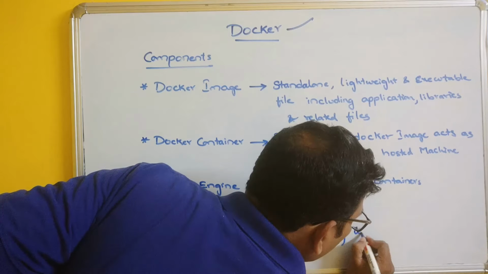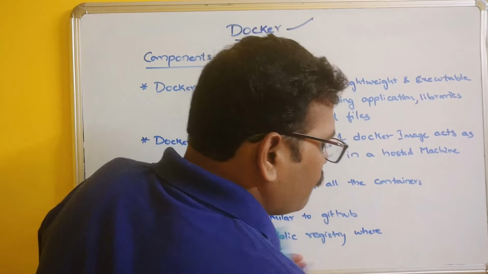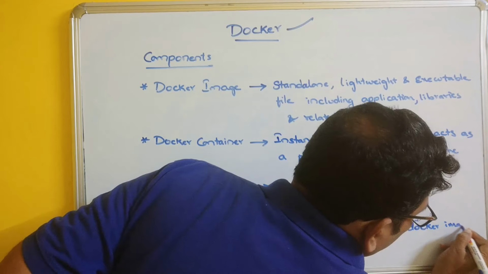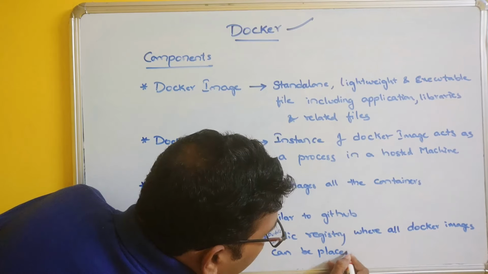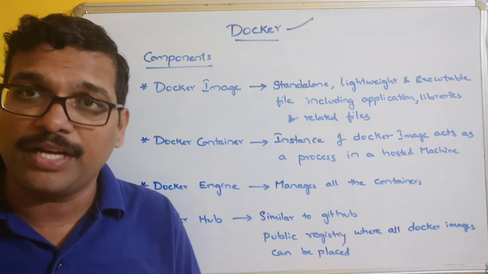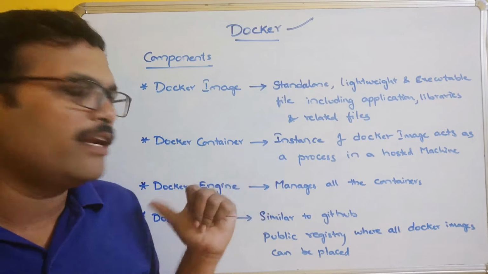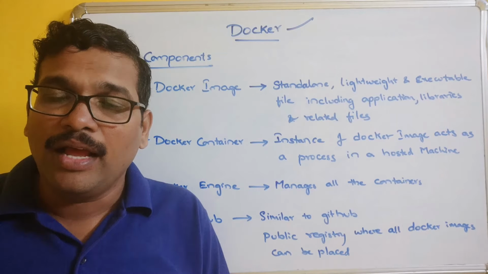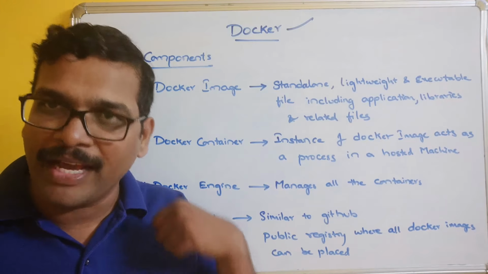A public registry where thousands of, or you can say all, Docker images can be placed, so that developers can make use of these Docker images. Similar to our GitHub, here also we will have repositories, public repositories and private repositories. If the repository is public, anyone can use the Docker images of that particular repository. So I can write a code here, and any one of you can execute my code in your system by using the Docker image of my repository.